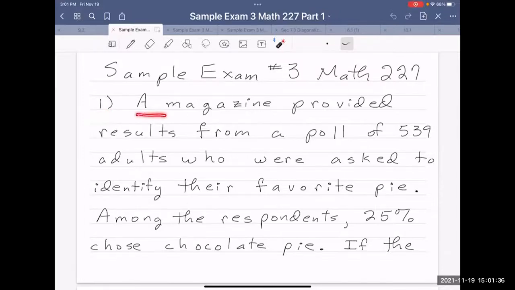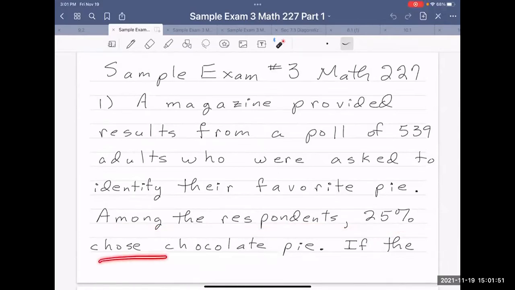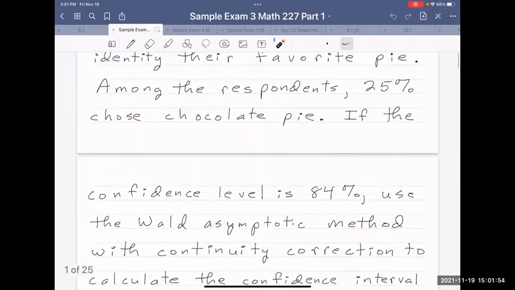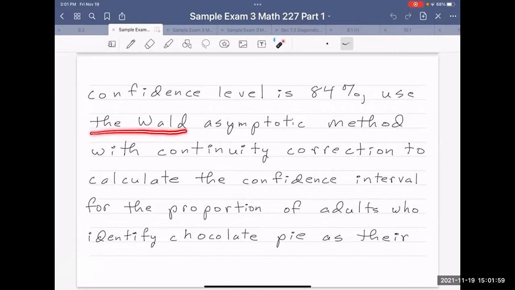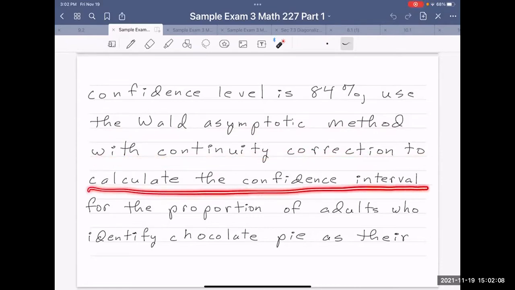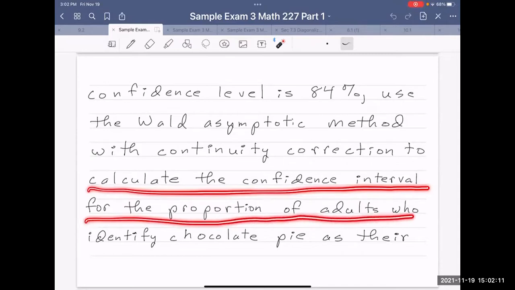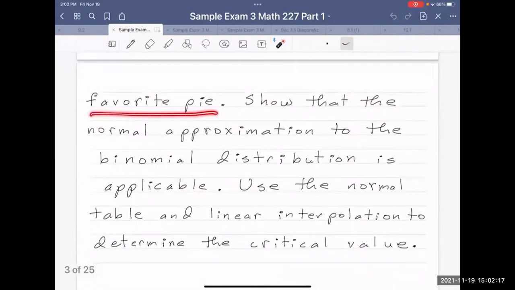Problem number 1. A magazine provided results from a poll of 539 adults who were asked to identify their favorite pie. Among the respondents, 25% chose chocolate pie. If the confidence level is 84%, use the Wald asymptotic method with continuity correction to calculate the confidence interval for the proportion of adults who identify chocolate pie as their favorite pie.